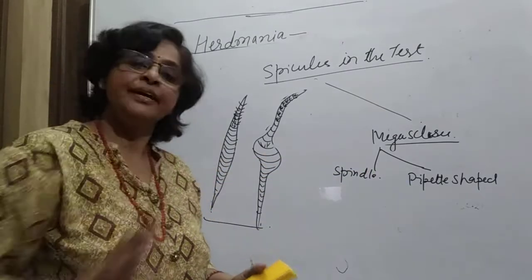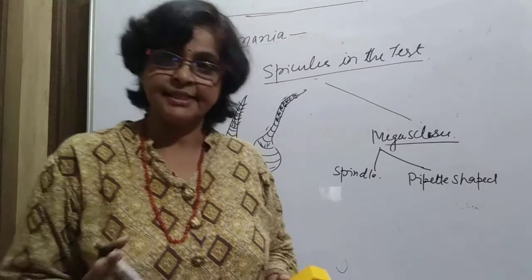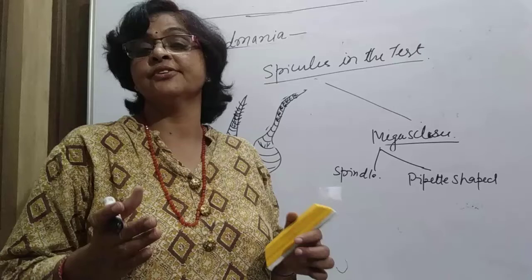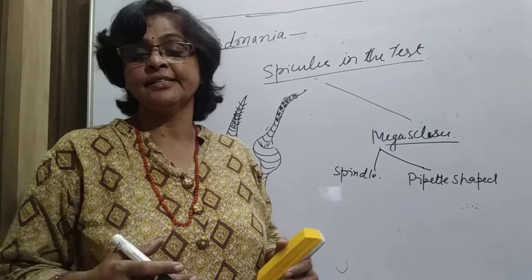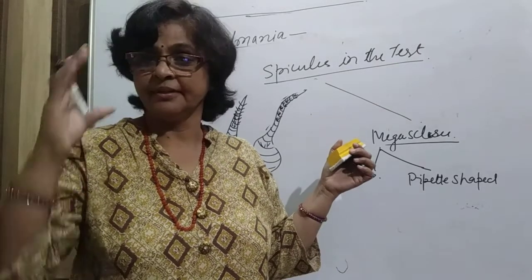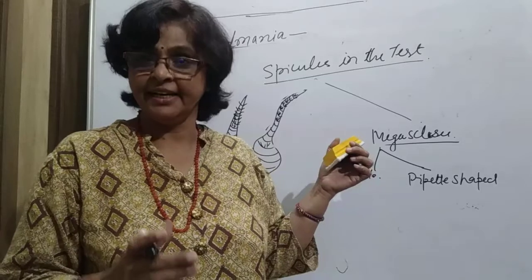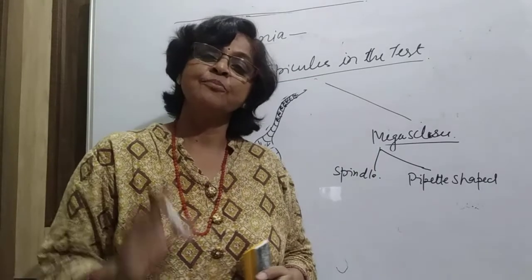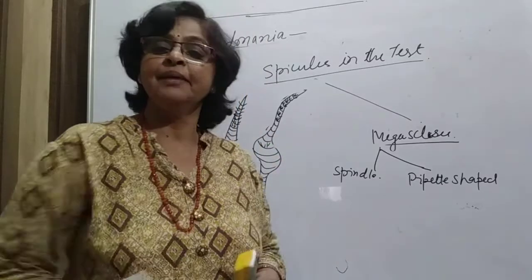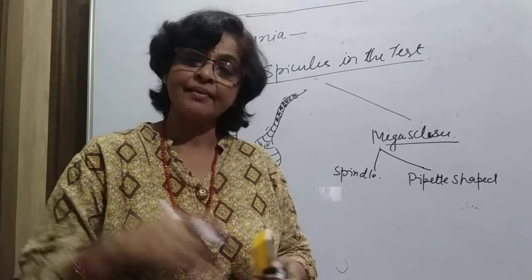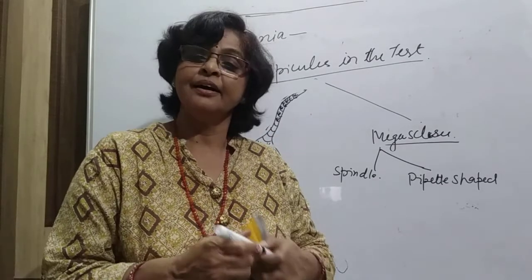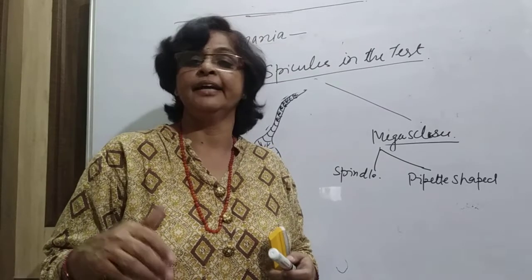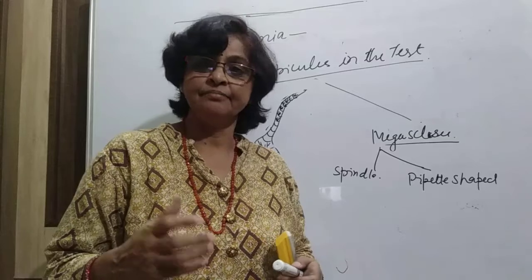So we also came to know about the test. We have done all the structures present in the test, and we have done what type of body Herdmania has. So today we have completed the external features or morphology of this animal, and in future we will continue with the digestive system and the circulatory system separately.